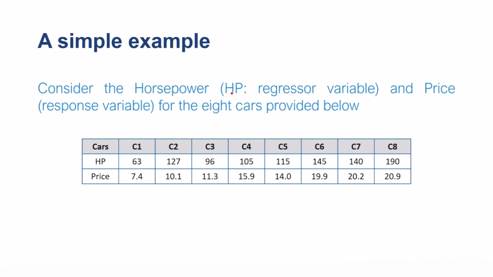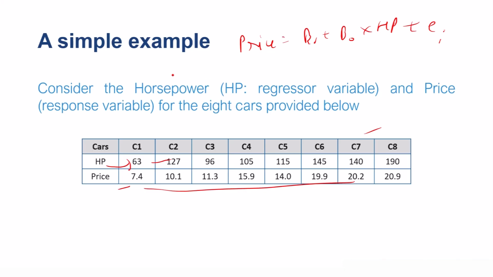Think of a typical two variable problem where you have a regressor variable, horsepower, which is given here for 8 observations, and the price, again 8 observations, as the response variable for 8 cars. And we want to run a typical regression model like price equal to beta naught plus beta 1 into HP with an error term. Now, here we can model these error terms in a very simple fashion.